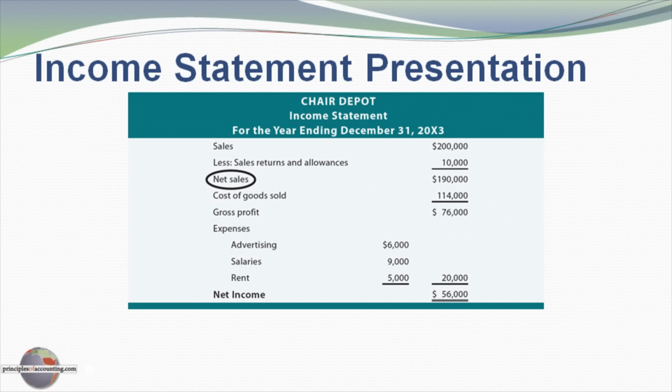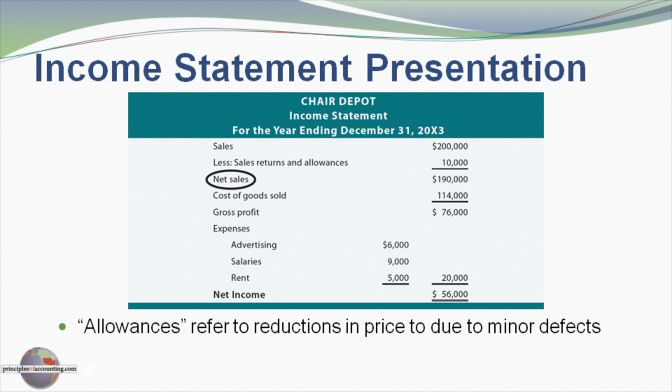Here's an income statement presentation with a more expanded disclosure. Here I'm showing how sales returns and allowances are applied against the gross sales to come up with net sales for the period. The allowance refers to reductions in price due to minor discounts, so we have sales returns. We might also have sales allowances where we say, hey, you know, the good had a defect. If we reduce the price and you keep it, can we settle up for a lower amount? So both sales returns and allowances are handled in a similar fashion.